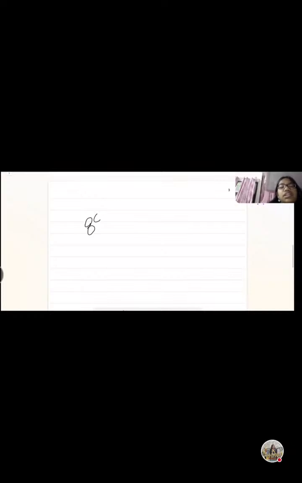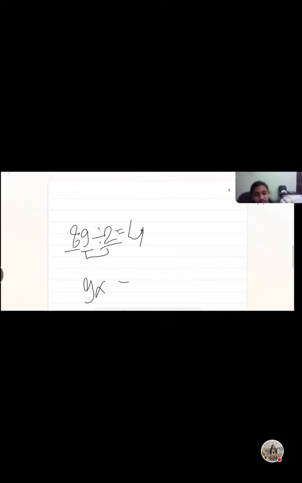89 divided by 2. Now our answer should come in 1 or 2 digits, that we know. Okay, now what were the first to divide the first digit by the first digit? So 8 divided by 2 is 4. Now second digit, 9 divided by 2 is, now 9 does not come in 2's table. We'll take a smaller number than that, that is 8. That comes in 2's table, so 8 divided by 2 is 4.